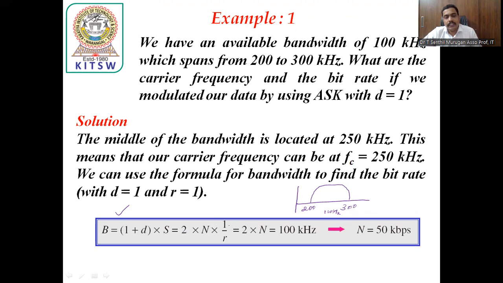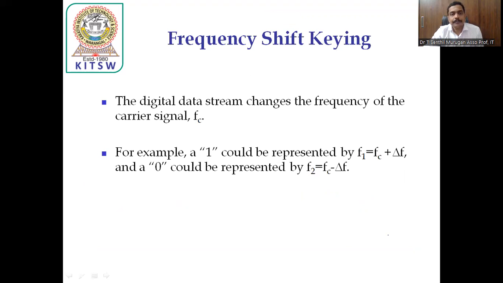What is the S value? N into 1 by R. The R value here is already given, one data signal, so 1. So 2N equals 100 kilohertz, because we already mentioned the bandwidth is 100 kilohertz. So 2N equal to 100 kilohertz means N equal to 100 by 2 kilohertz, which will be converted into 50 kilobits per second. That is the bit rate. So next one is the frequency shifting.